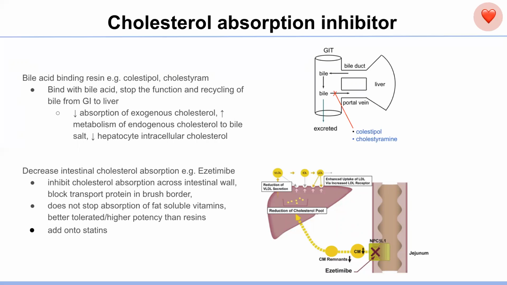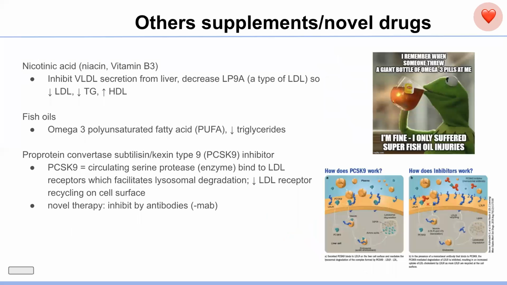So bile acid binding resins bind with bile acid to stop the recycling of bile from the GI to the liver. This decreases the absorption of exogenous cholesterol, but increases metabolism of endogenous cholesterol to bile salts, and overall reduces the intracellular cholesterol in hepatocytes. Next, we can also decrease intestinal absorption, and this inhibits cholesterol absorption across the intestinal wall. It's better than resins in that it's better tolerated and does not affect fat-soluble vitamins. These may be used as an add-on to statins.